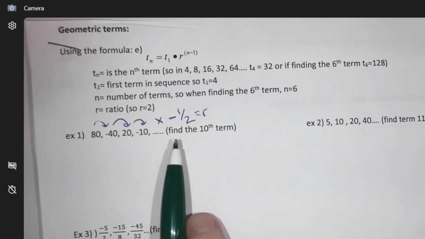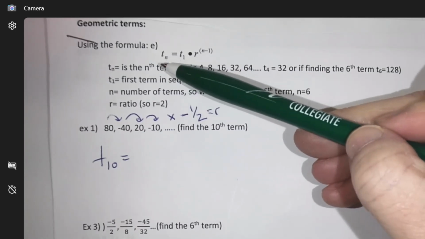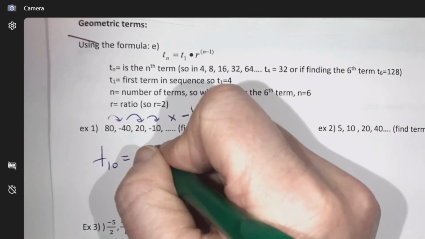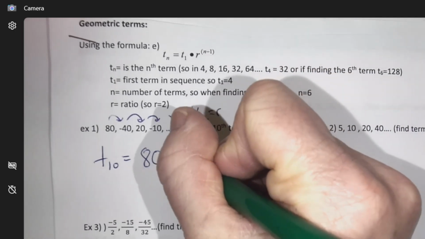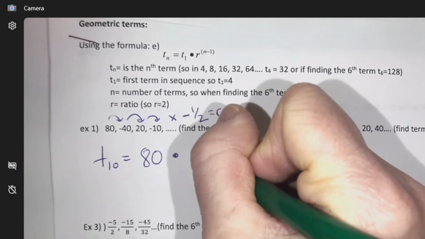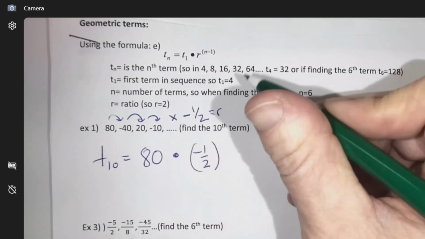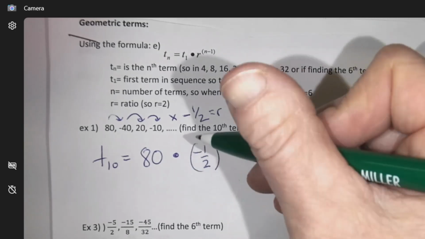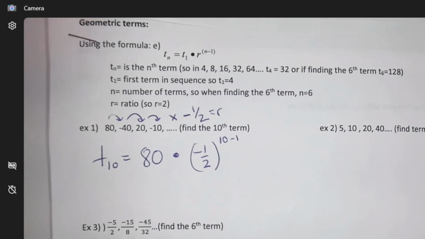Okay, so here we go. Find the 10th term. So term 10. So that's where I put that. Term 10 equals T1. So that stands for the first term, so 80, times R to the N subtract 1. What is the N again? What does that represent? We did yesterday. The number of term that you're going to be.